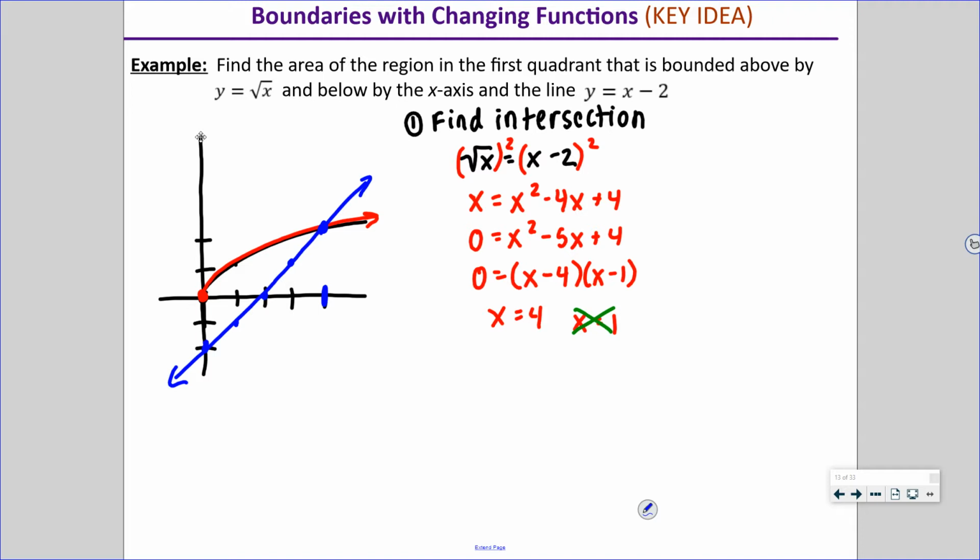So it says find the area that's bounded above by my red curve, bounded below by the x-axis and the line y equals x minus 2. So we're finding this area right here. So let's go pink.